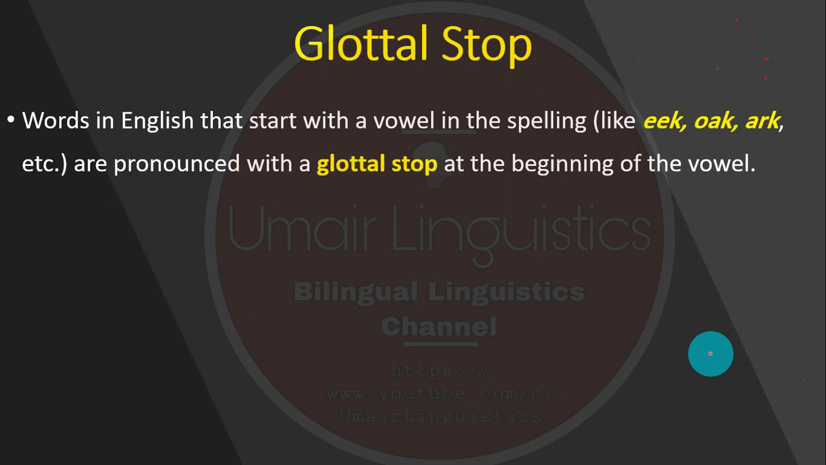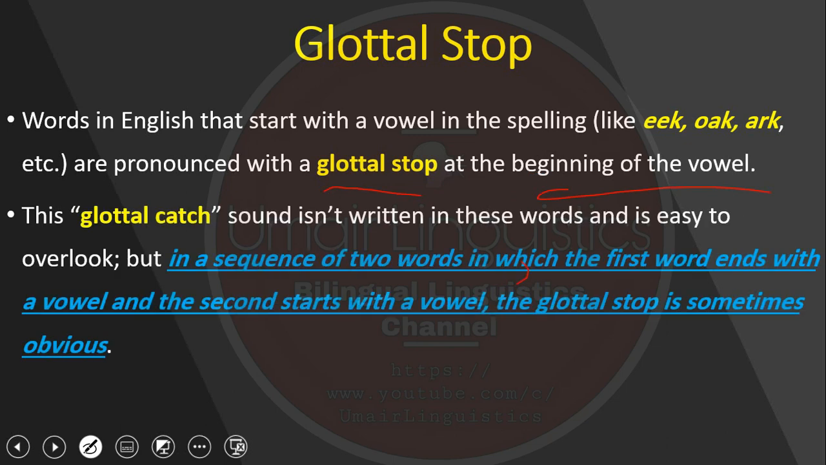So in spelling, a glottal stop is sometimes not visible, but it happens sometimes at the beginning of a word, like eek, ok, ark. These are pronounced with a glottal stop at the beginning of the vowel. But this glottal catch at the beginning of these words isn't written and is easy to overlook.